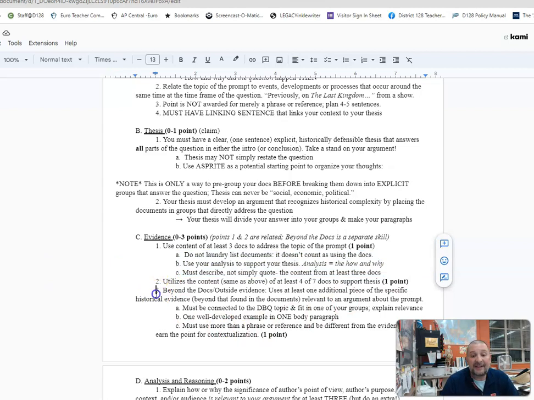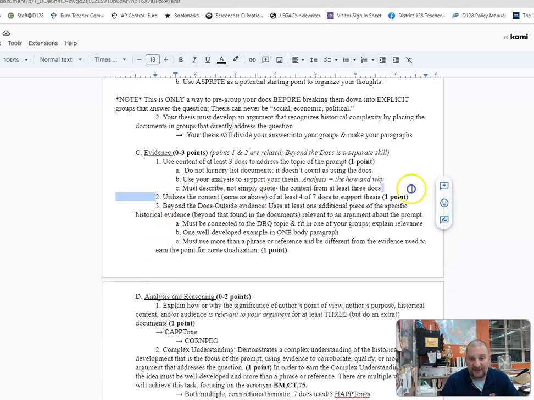Now, beyond the docs is a totally separate skill. This is using the documents to support your argument here. Beyond the docs is using at least 1 additional piece of specific historical evidence that's not found in the documents that's relevant to your argument about the prompt. So it must be connected to the DBQ topic and fit in one of your groups. It has to fit in one of your paragraphs. You need to explain the relevance of this. It's a well-developed example in one of those body paragraphs.